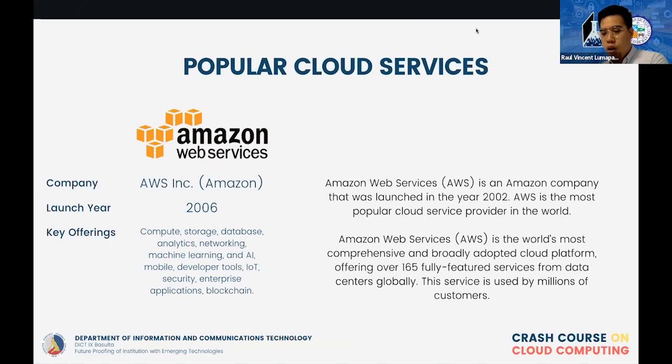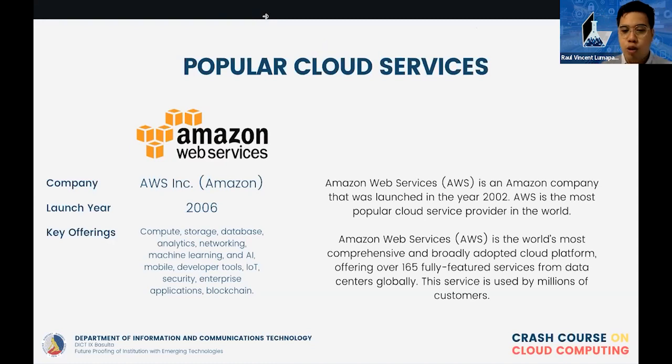Going back, some of the sites you would see are powered by or use Amazon Web Services as part of their system. It means that they are using AWS, and you would see a lot of sites using AWS.